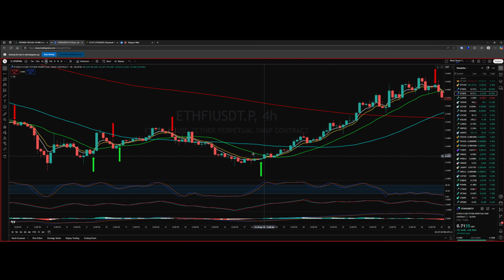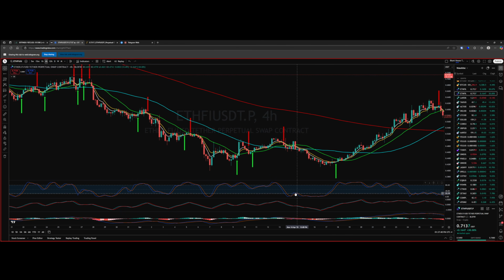But the thing is, get in at the right time. Look how oversold the stochastic RSI is here, right? The big clean move on the Fisher as well. You could feel this coming.